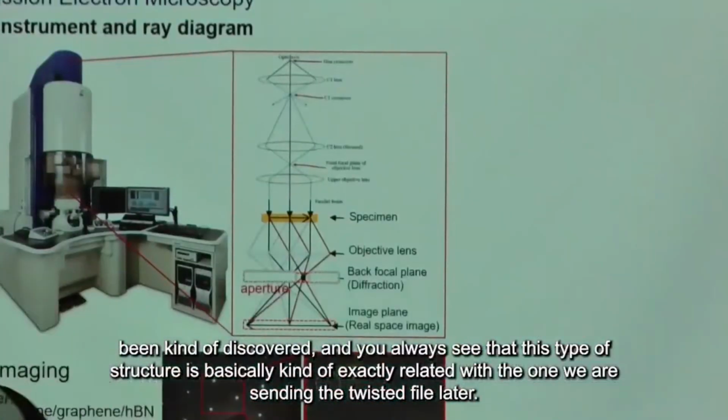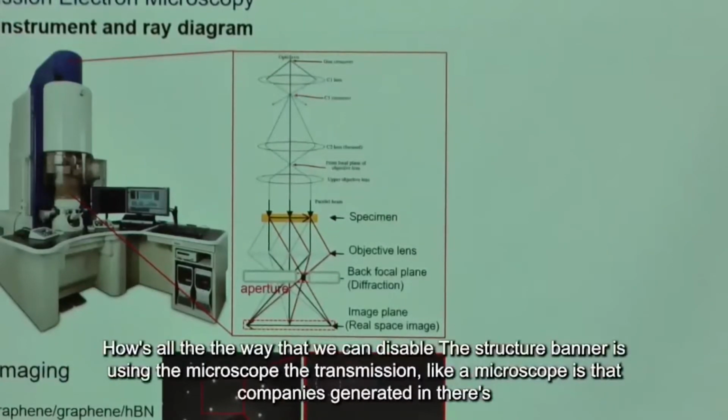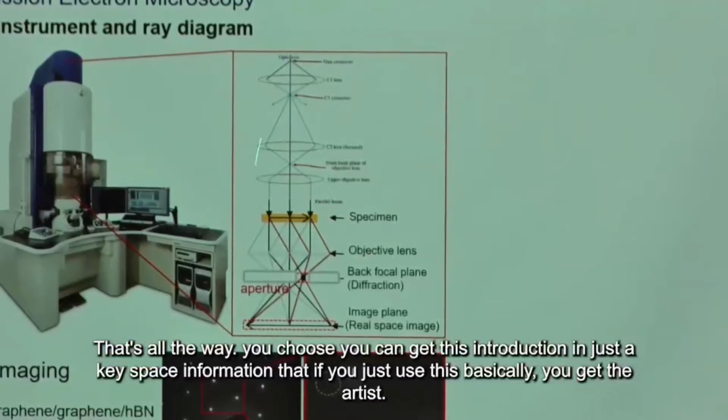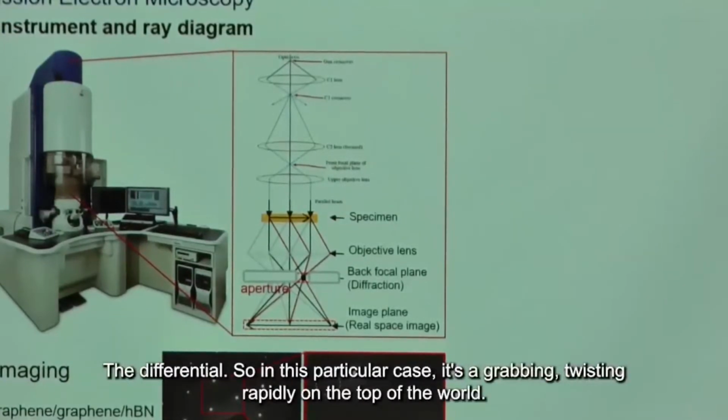It turns out that the way you can detect this type of structure is using the electron microscope, the transmission electron microscope. There are electromagnetic lenses that focus the electrons, like in optics, and depending on the way you choose the imaging plane, you can get diffraction images, k-space information, as well as real space information. In this TEM column, if you just use an aperture in the back focal plane, you get all the diffraction patterns coming from the underlying lattice.